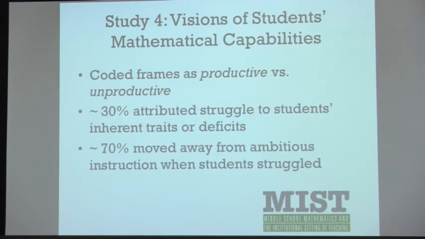And they coded whether the frames that teachers invoked were either productive or unproductive. Of those 122 teachers, about 30% attributed student struggles to some inherent traits or deficits. So they were already like, this is intractable, there's nothing I can do about it. Some students are just, that's how they are. But even among those who maybe had a little more hope about their students' capabilities, when they talked about what they did when students struggled, about 70% talked about doing that retreat, moving away from ambitious instruction in the face of student struggle. So student struggle is a really critical issue for teachers who are trying to improve, to get their head around. It's a big challenge to pushing teachers towards moving the dial on their practice.